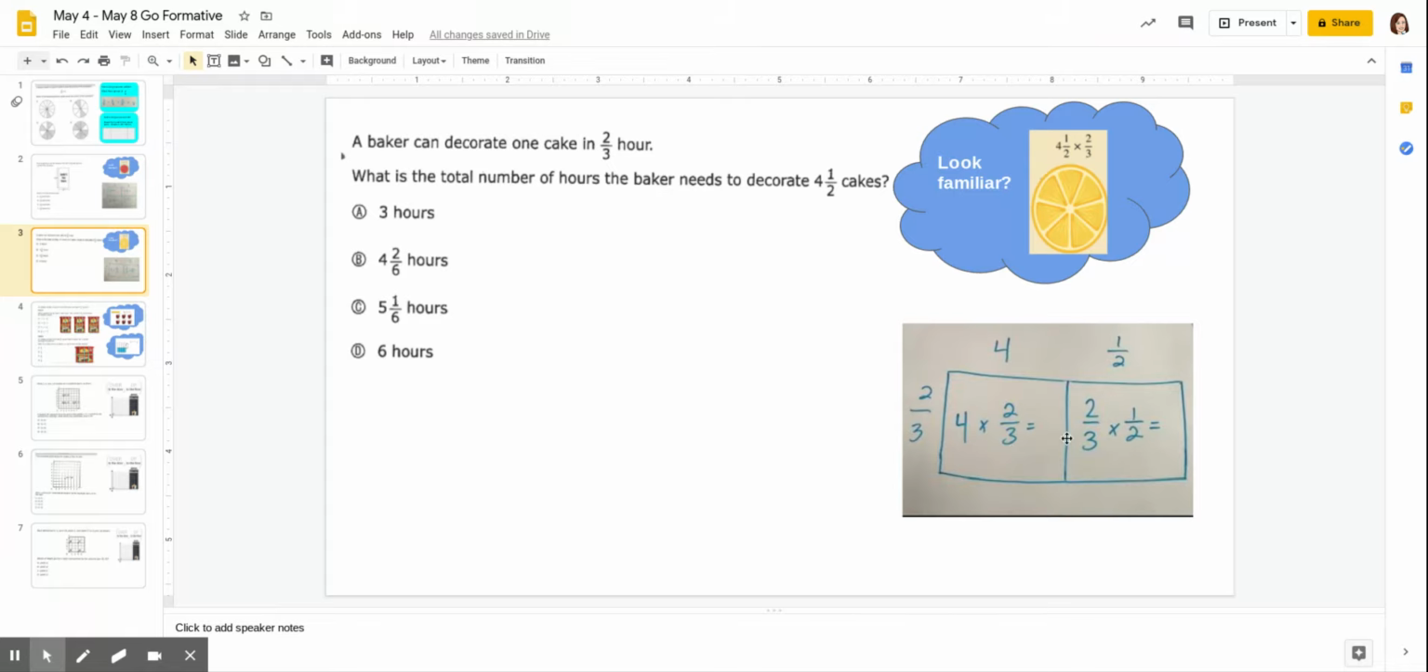If you need a review, you can look back to your work from earlier in the week, or I just wrote out the area model here for you. I have 4 1/2 on the top and 2/3 on the side. We just have to multiply 4 times 2/3, 2/3 times 1/2, and then you have to add up your products. Remember, when you're adding fractions, that you need to have a common denominator. Once you add them, you can find your answer.